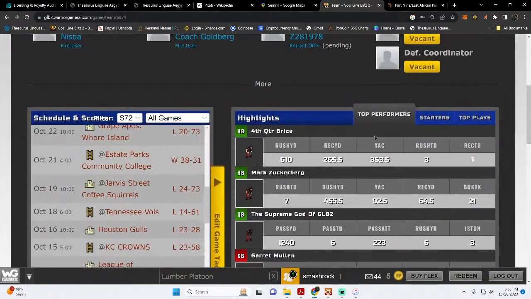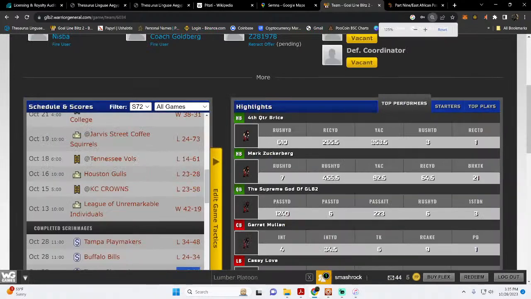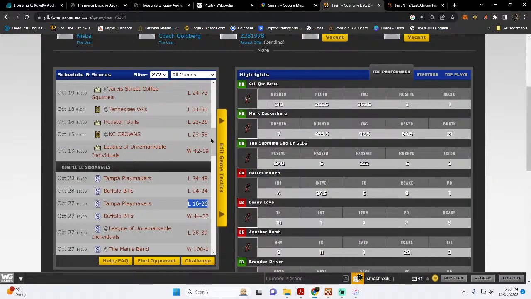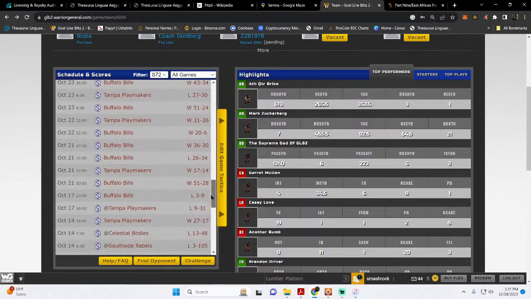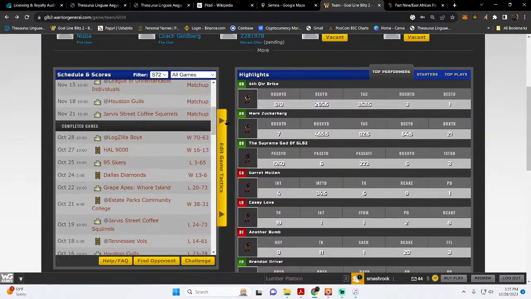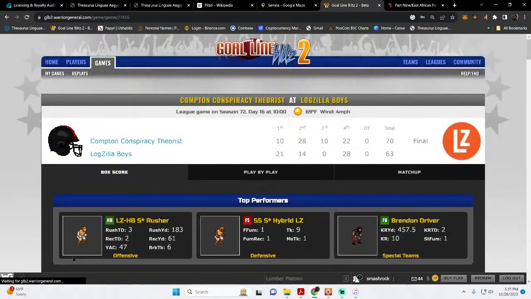I don't know how we won it, but I'm hella happy. We beat Logozilla. Let's see how bad we beat him, see how good my offense is. Woo! Oh, it was a wow. This game was 70-63, and we won. Look at Compton coming back.